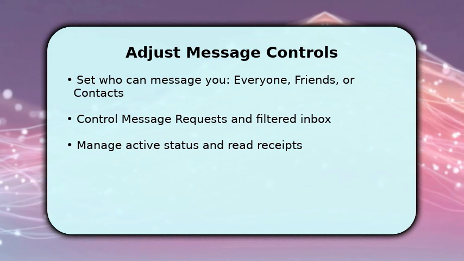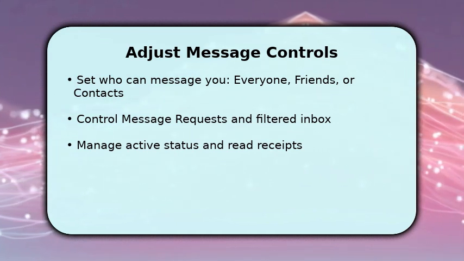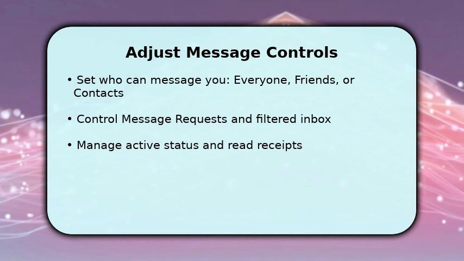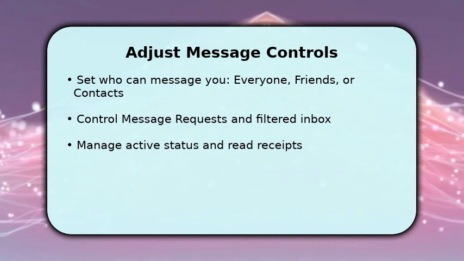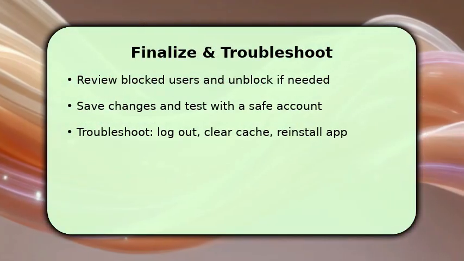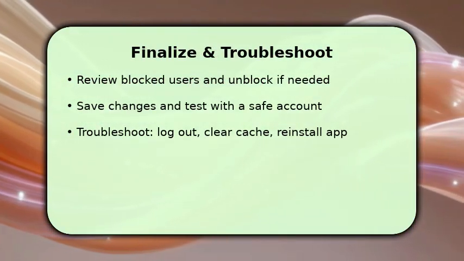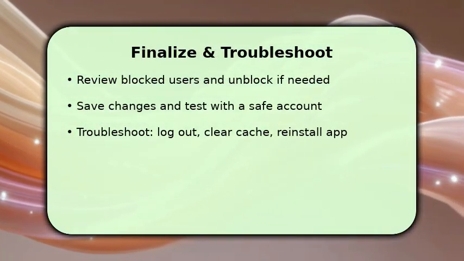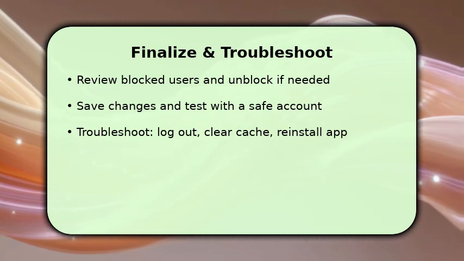Also toggle active status and read receipts to control presence and seen indicators. This reduces pressure to respond immediately. Make changes deliberately so notifications and settings stay consistent. You finish by reviewing the block list, double-checking story and profile visibility, then saving and exiting to apply changes.